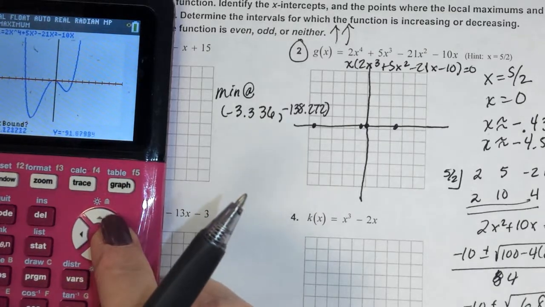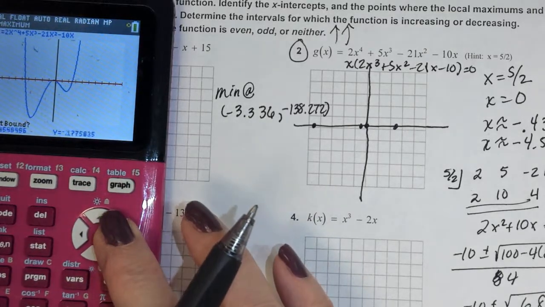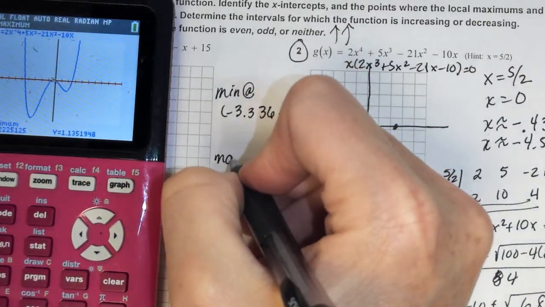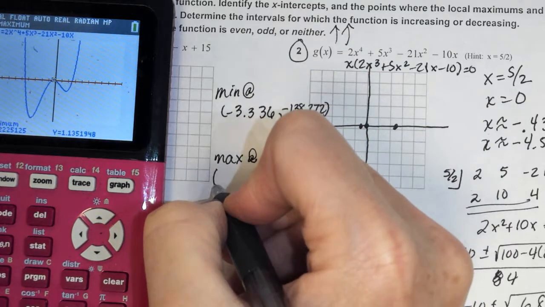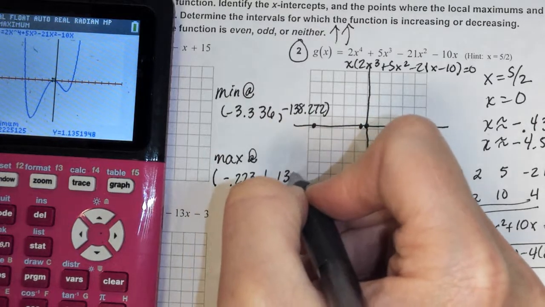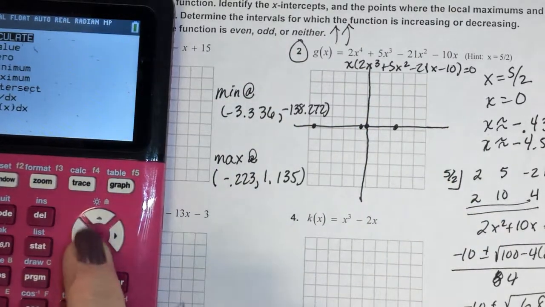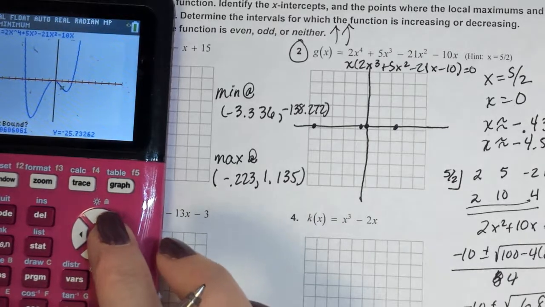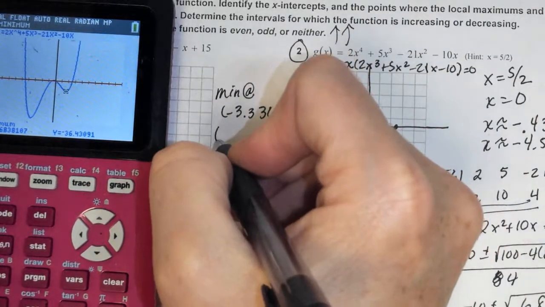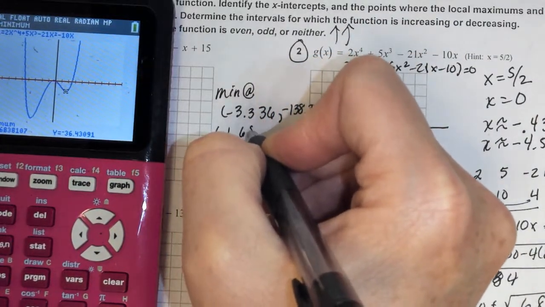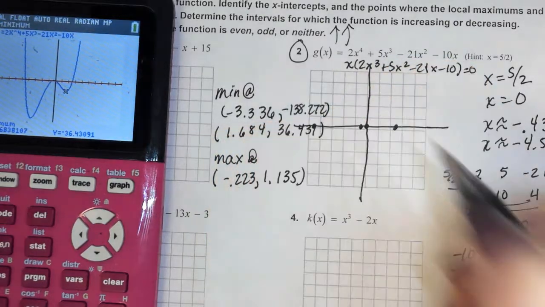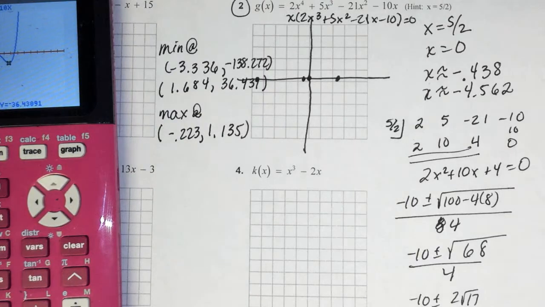So I have to get on the left side of it. I have to be on the right side of it. And so I have a max at negative 0.223, 1.135. And then I have another minimum. And my other minimum is at 1.684, 36.431. Everybody with me on that?